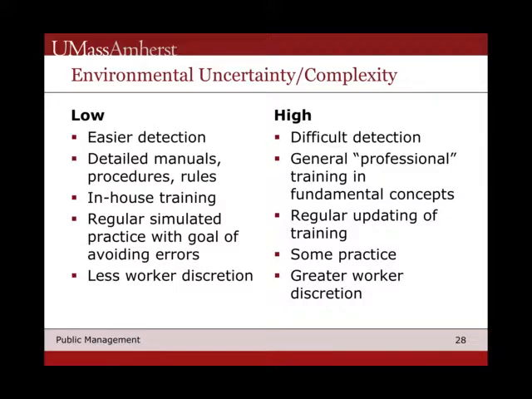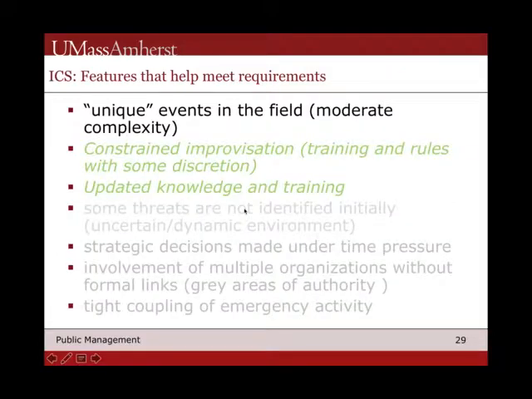And again, we might think for Mintzberg, there's going to be less worker discretion in the case of low uncertainty or low complexity, and greater worker discretion in the case of higher uncertainty and higher complexity. So we can see then that there are features that help meet the requirements associated with this moderate level of complexity. In essence, for the ICS, these are semi-unique events in the field where not all fires or hurricanes or other types of disasters are exactly alike.